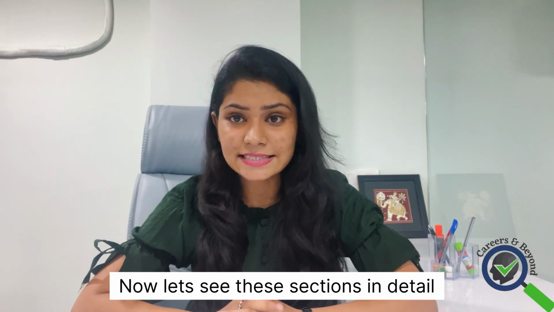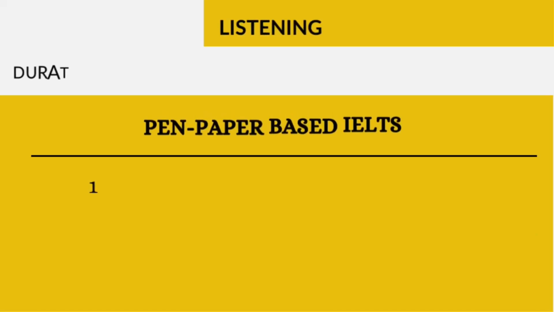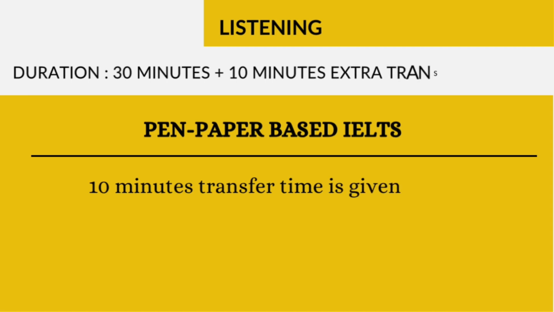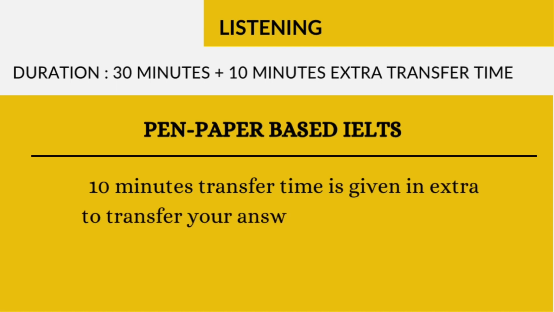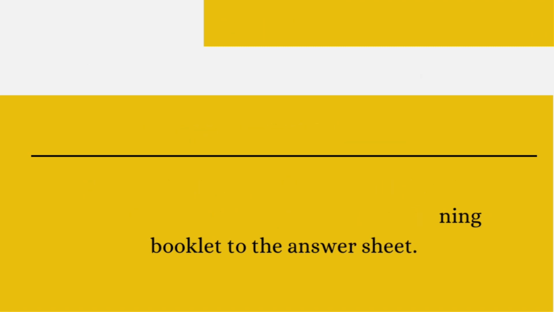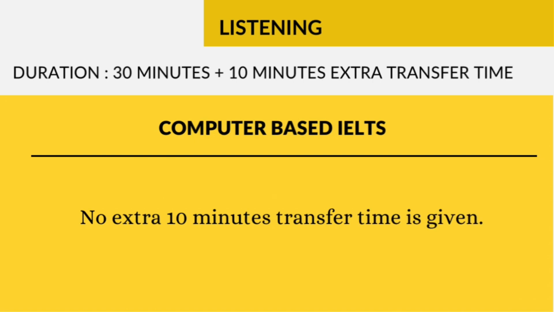Now let's see these sections in detail. The first section is listening. The total duration of this section is 30 minutes plus 10 minutes transfer time. In case of pen paper based IELTS, 10 minutes extra transfer time is given to transfer your answers from the listening booklet to the answer sheet. Take note, there is no extra 10 minutes transfer time given in case of computer-based IELTS.